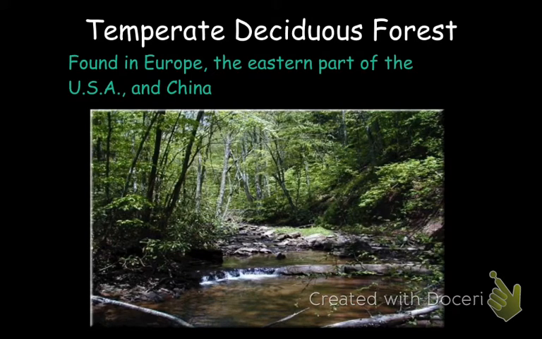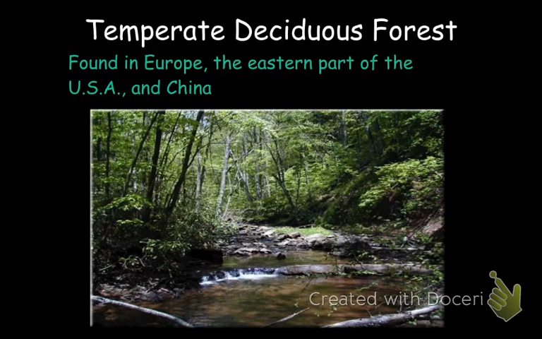So then we have our temperate deciduous forest. Now, temperate is in the temperate zone of the earth. And if you remember us talking about the temperate zone, that's areas on the earth that have all 4 seasons. So aka where we live. We live in a temperate deciduous forest.